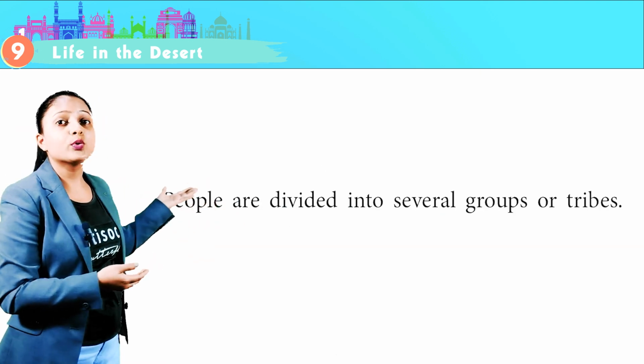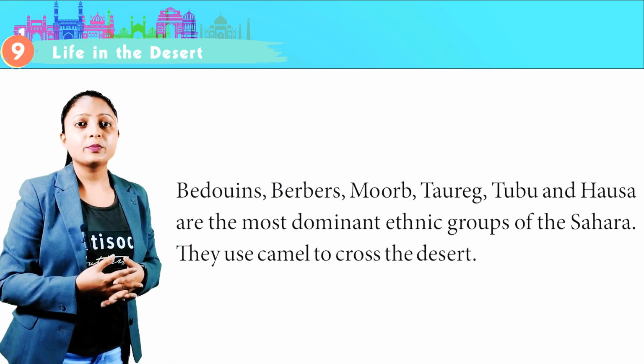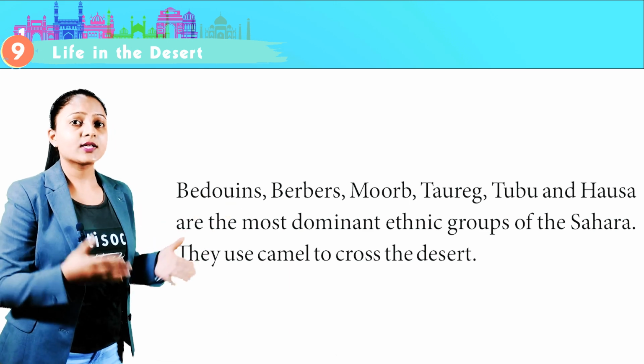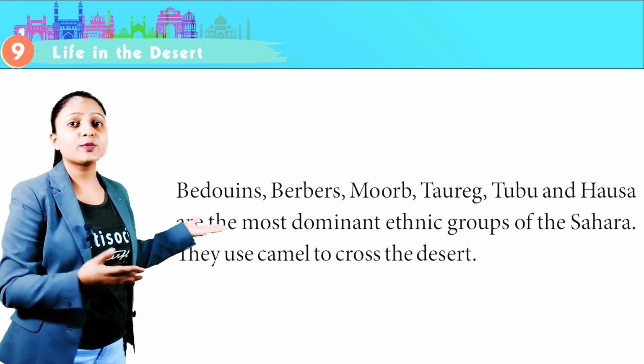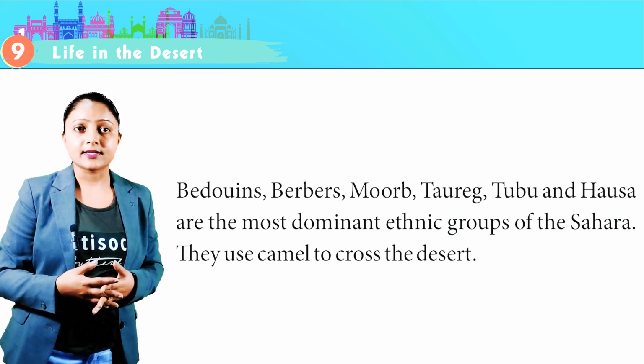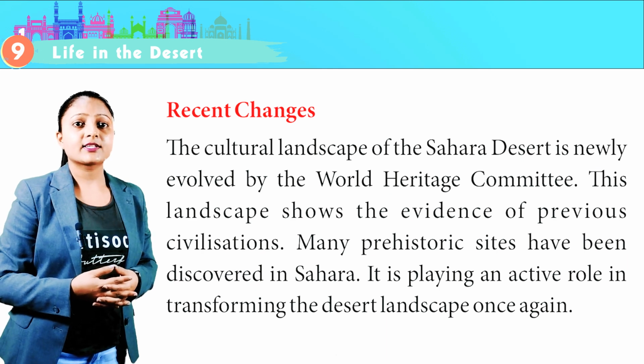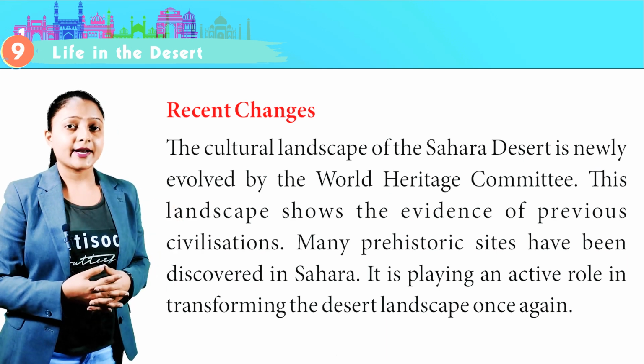People are divided into several groups or tribes. Bedouins, Berbers, Moor, Tuareg, Tubu, and Hausa are the most dominant ethnic groups of the Sahara. They use camels to cross the desert. Recent changes. The cultural landscape of the Sahara Desert was newly evolved by the World Heritage Committee.